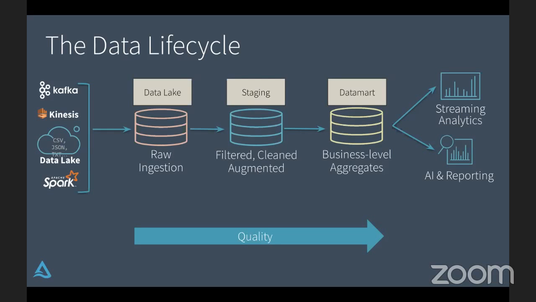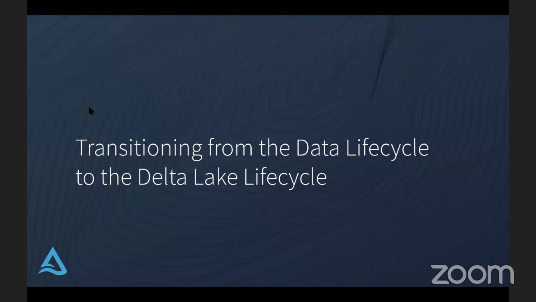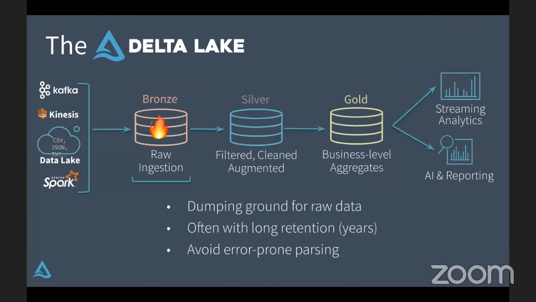The idea is that we're talking about different tables applied in a distributed manner in a distributed system. So that's what the architecture is about. And it also allows you to handle both streaming and batch data concurrently. So how do we transition from this traditional data lifecycle to the Delta Lake lifecycle?